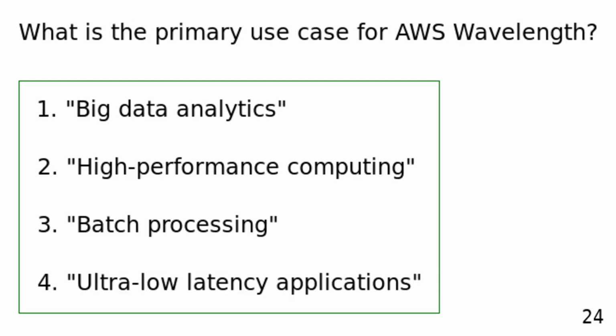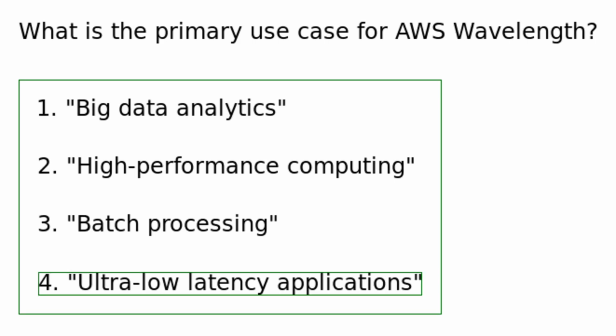What is the primary use case for AWS Wavelength? Big data analytics, high-performance computing, batch processing, ultra-low latency applications. AWS Wavelength is designed for applications that require ultra-low latency.